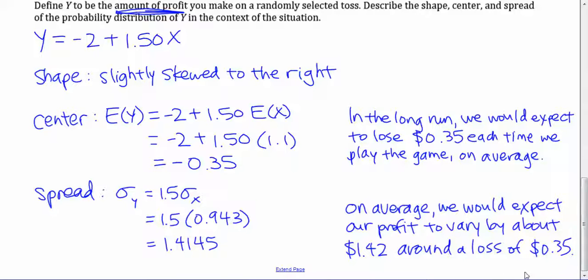Because again, that's the mean. This is going to be the average distance from the mean. So this is the average amount I expect to vary by from this mean of negative 35 cents.